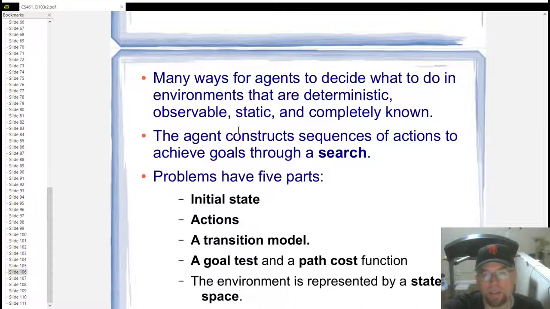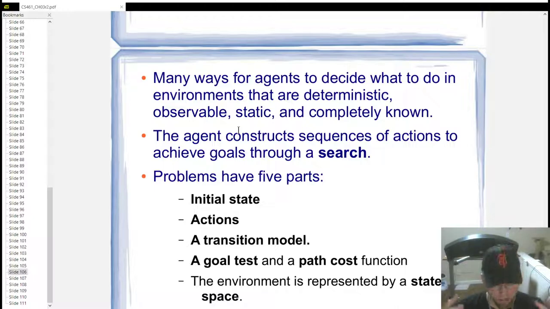All right, so let's summarize. You know, agents can decide what to do in many different ways, okay? There's a lot of different approaches for agents to use to figure out what they should do when you have environments that are deterministic, observable, static, and completely known, okay? So what you're doing is performing searches, right? You're going through and executing search algorithms, and the search algorithms allow the agent to come up with a plan, a sequence of actions, a series of actions, a list of actions.